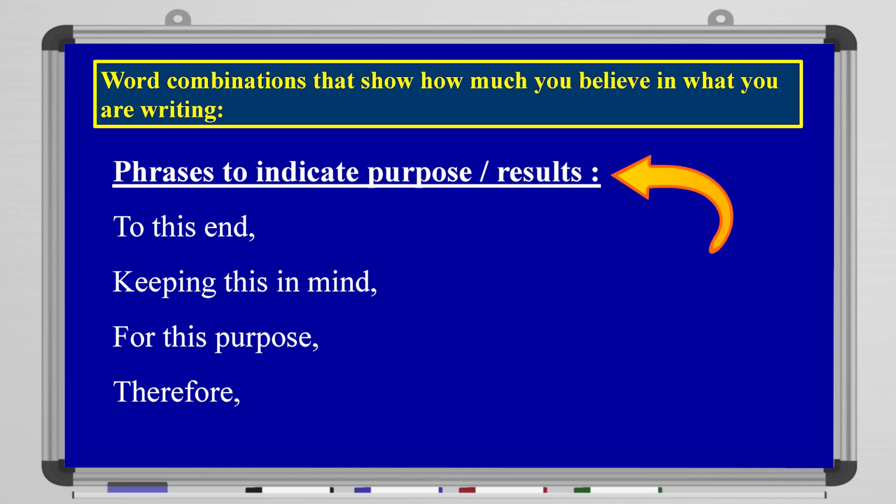Also, if you want to show results for your ideas or purposes for your ideas, you can say, to this end, keeping this in mind, for this purpose, therefore. All these terms and word combinations are basically showing the reader that you are going to introduce a result or show them a purpose.